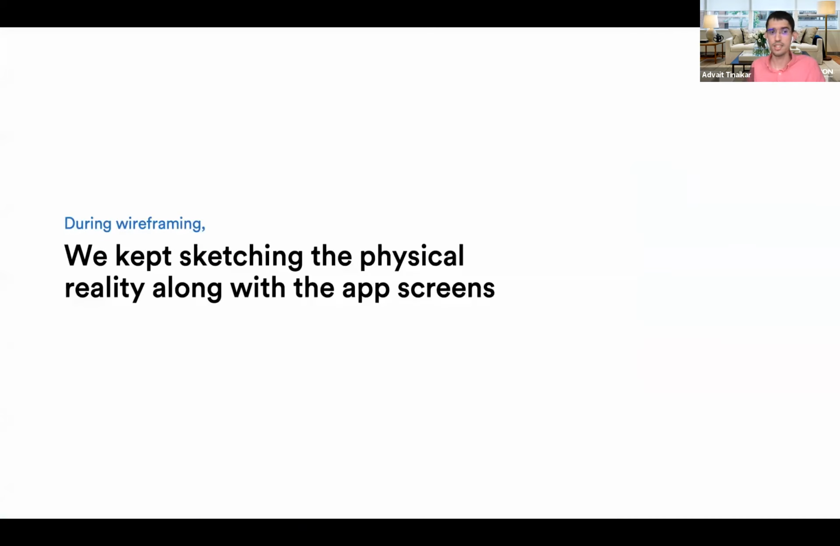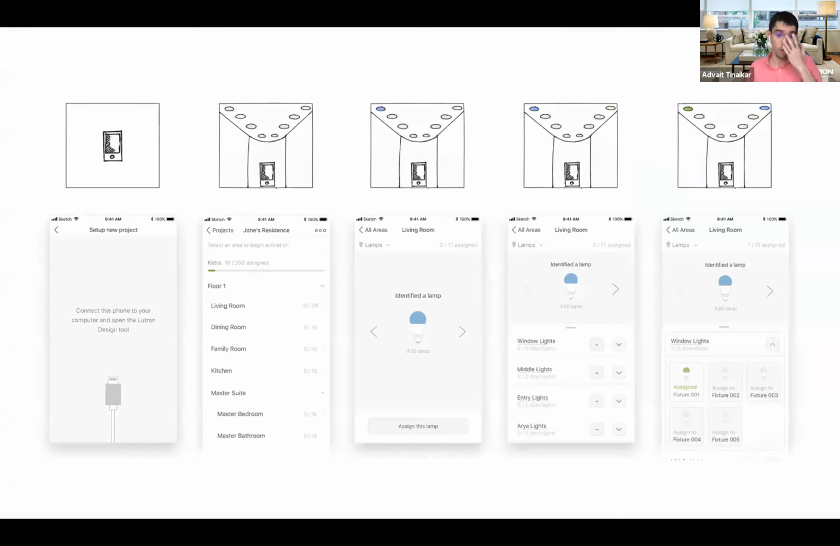During the wireframing process, initially, I kept sketching the physical reality along with the app screens, trying to imagine what that would be like as a user is interacting with the app. Here's an example of a few initial wireframes that we created. For every screen that I was creating, there was an equivalent, what we call a social life diagram, to show what is happening in the physical space as a user is interacting with the app.